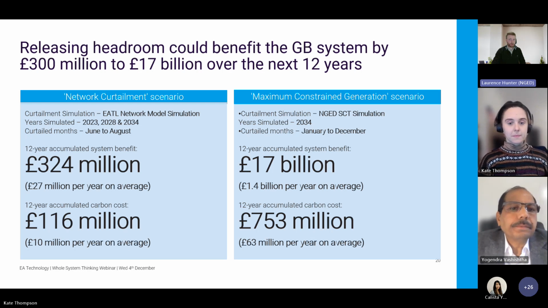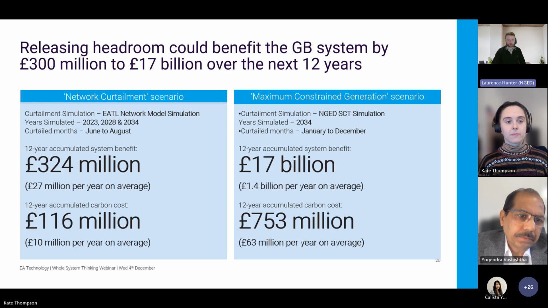So under our lower bound scenario, the network curtailment scenario, which used Transform, the 12-year accumulated benefit to the system was found to be 324 million pounds at an average of 27 million pounds per year. The carbon saving benefit was a similar order of magnitude at 116 million pounds per year in total.